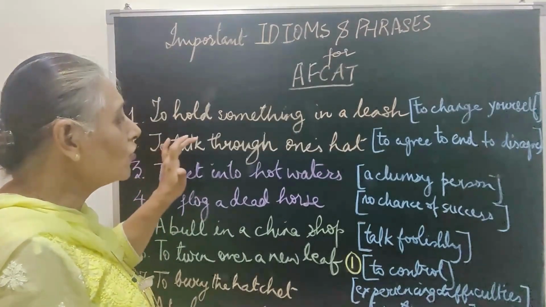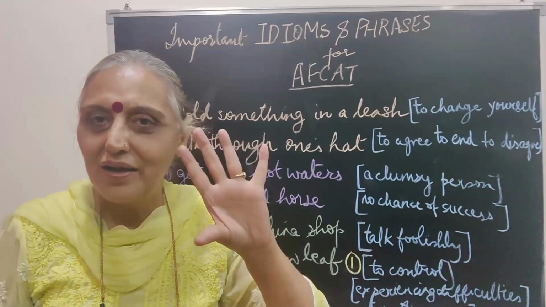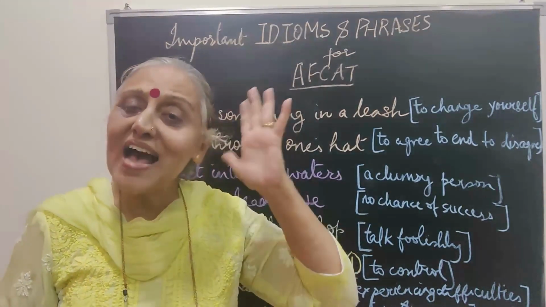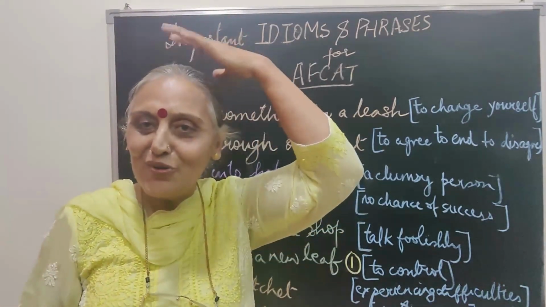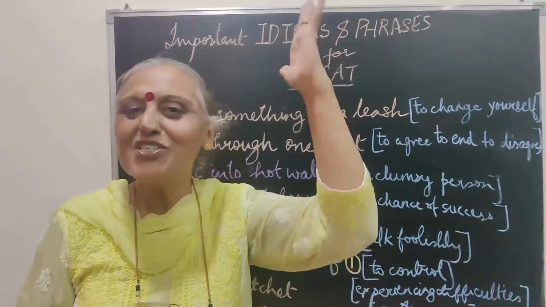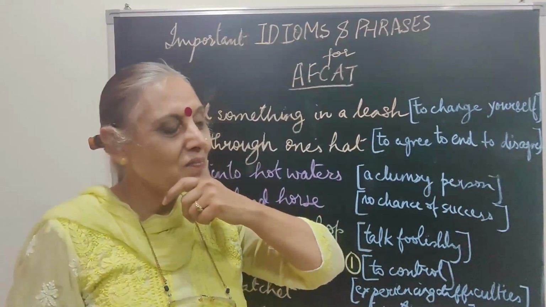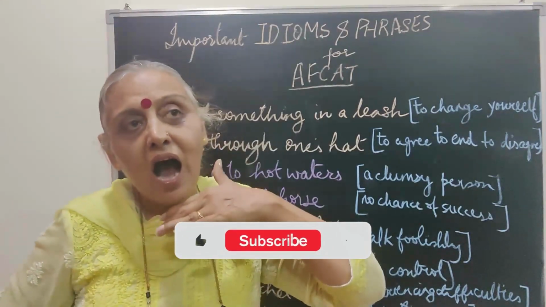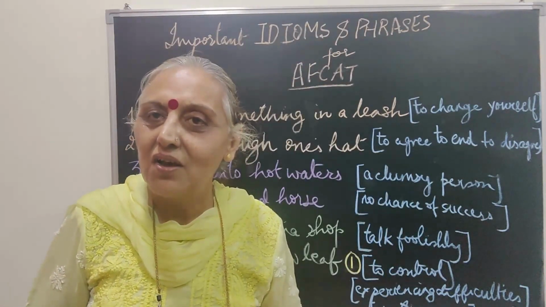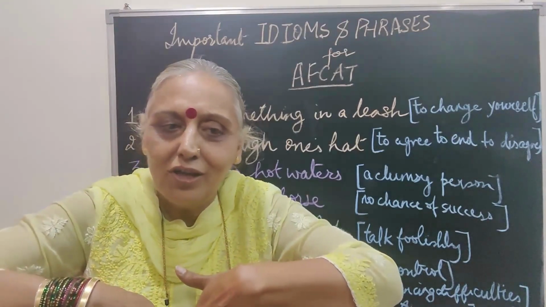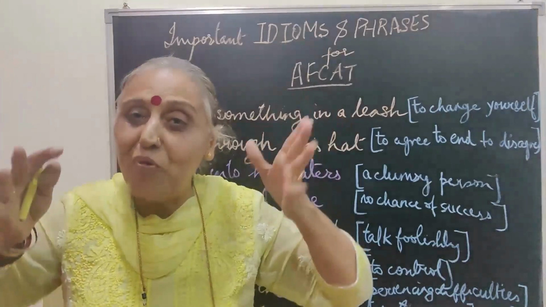Then, to talk through one's hat. Talk. Who talks too much? But through one's hat means, you're not using your brains. You just talk without understanding, without thinking. Since he has got the hi-fi job, he talks through his hat. Means he thinks he gives no value to others, but keeps boasting about himself, talking too much.